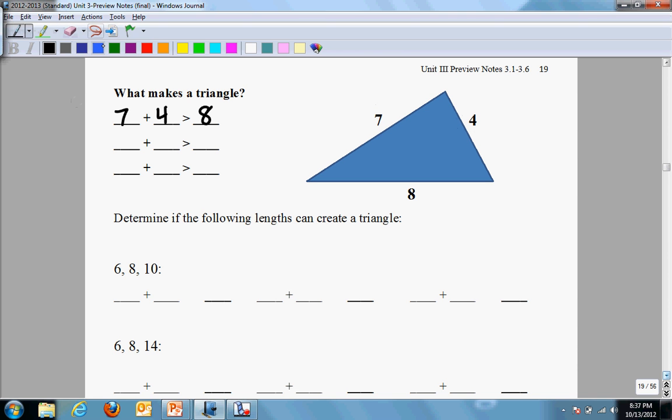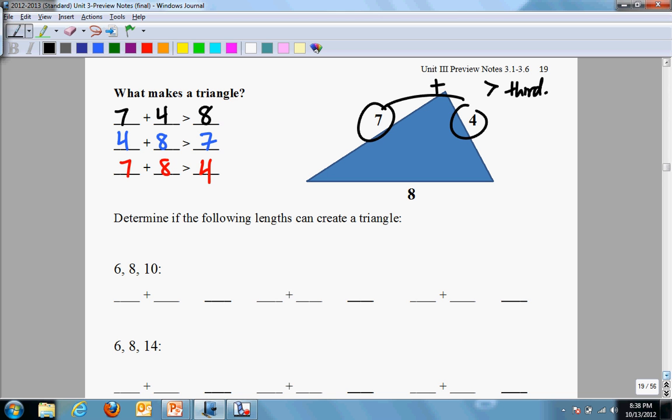Let's try another one. 4 plus 8, which is 12, is greater than 7. Let's try another one. 7 plus 8, which is 15, is greater than 4. So real simple concept. If you have a triangle, any two sides of the triangle have to add up and be greater than the third side. If this is not true, it is not a triangle.